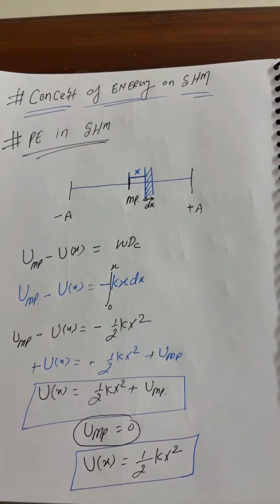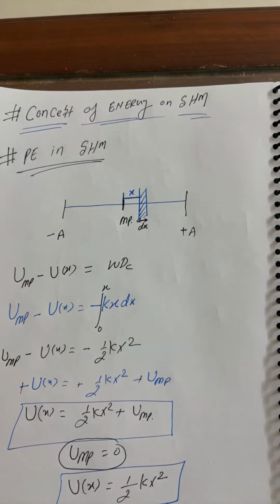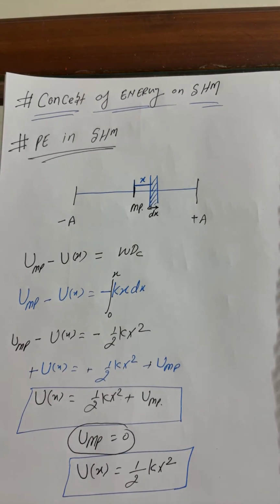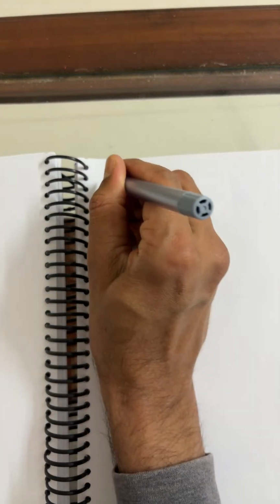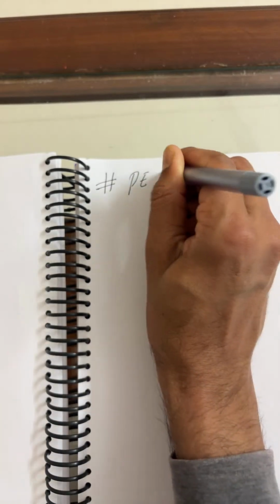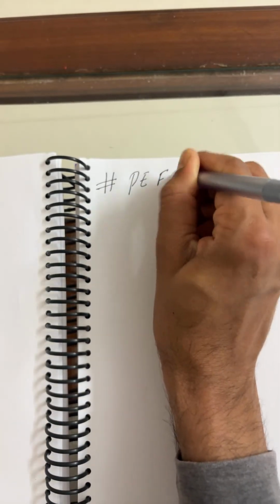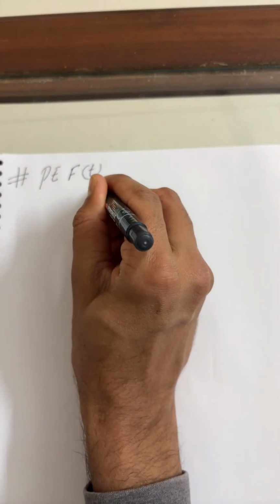We can also write U as a function of t. How, students? You can take a snapshot, everyone. Now, students, I'm going to discuss the next function. This is the potential energy as a function of time t only.